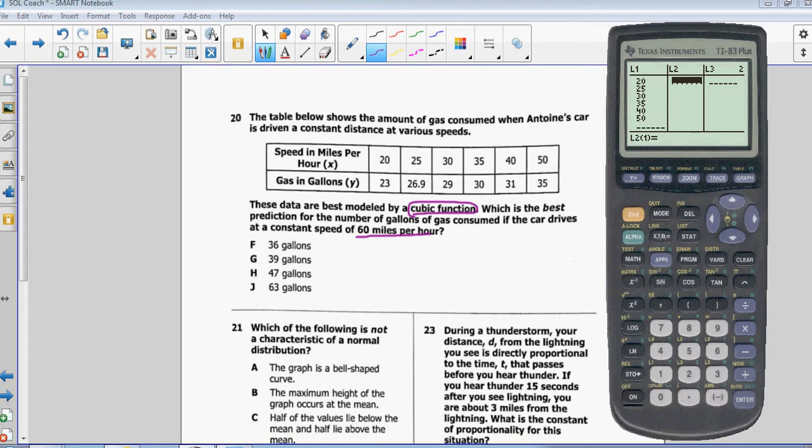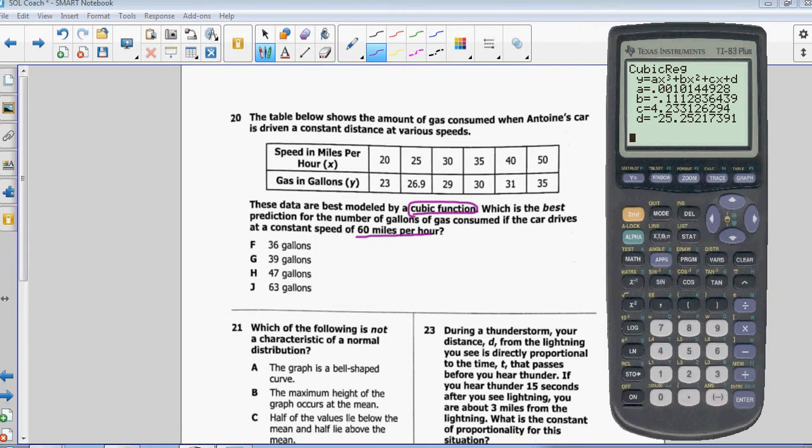And in list 2, 23, 26.9, 29, 30, 31, 35. Alright, then we're going to do a cubic regression. So you press stat again and go over to calculate. And it's choice 6 here. Enter.